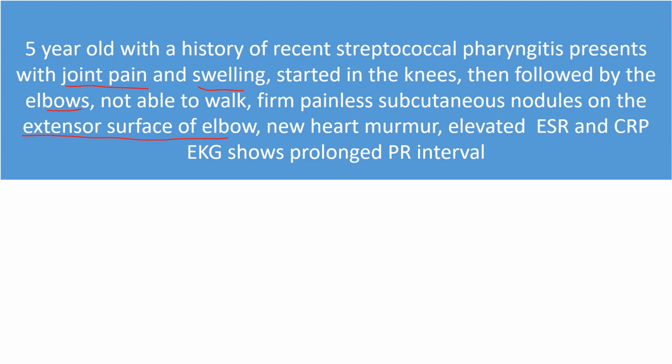New heart murmur. Lab shows elevated ESR and CRP. EKG shows prolonged PR interval. What is the most likely diagnosis?